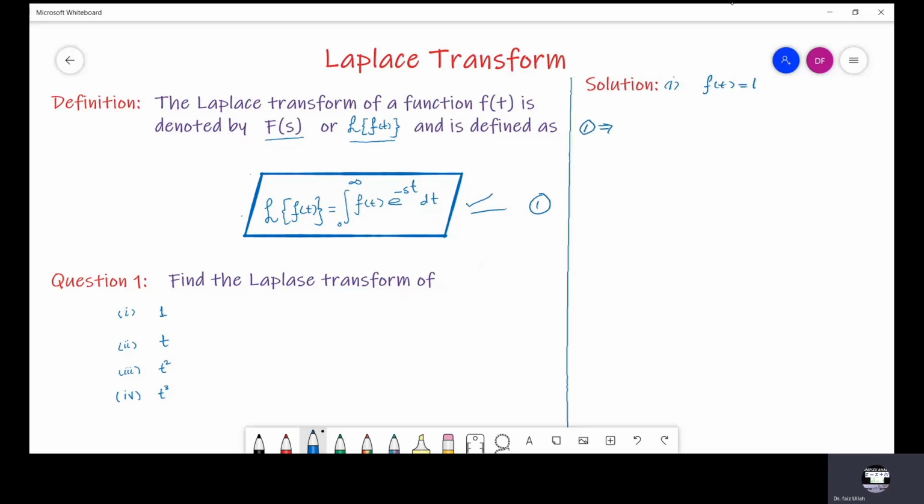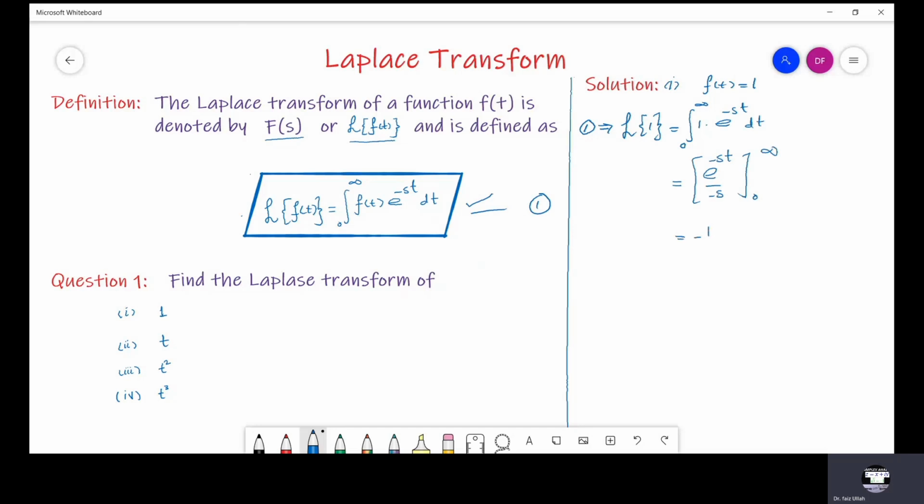Then formula number 1 implies that Laplace transform of 1 is equal to integration from 0 to infinity 1 into e power minus st. So we can see that we just put f of t is equal to 1 on both sides of formula number 1. And now we have to just integrate, but this is an improper integral. So you can also take limits h approaches to infinity and replace infinity by h, but we are using direct formulas. So integration of e power minus st is e power minus st divided by minus s, and the limits are from 0 to infinity.